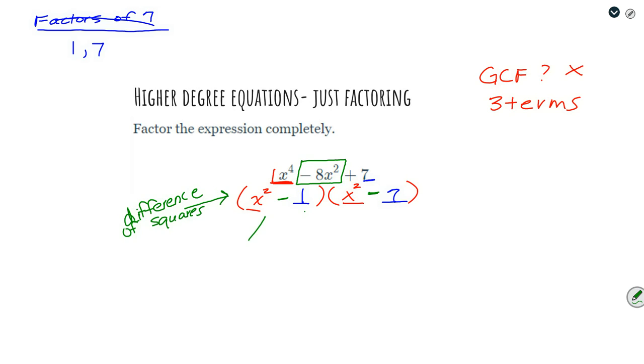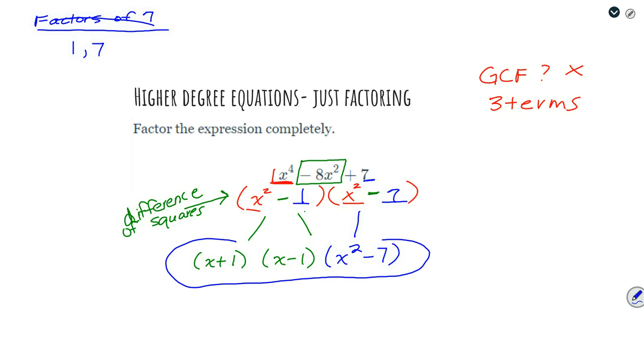So I can factor this part further into an x plus 1 times an x minus 1. The second part, is it a difference of squares? X squared is a perfect square. Minus means difference. 7 is not a perfect square. So I just bring that part down. And then this is now factored fully. So this is what I would type in for my answer when it just asks me to factor.